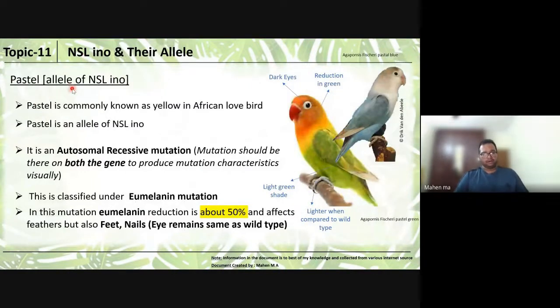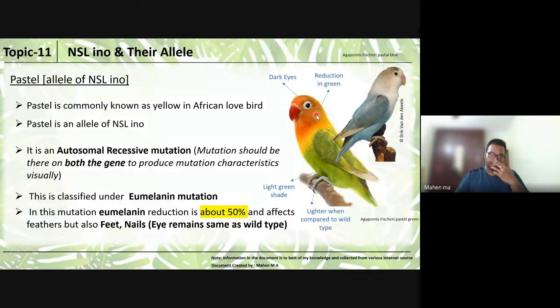So in pastel, this is commonly known as yellow fisher in African lovebirds. Pastel is an allele of NSL Ino, as I mentioned. This is also an autosomal recessive mutation, and since it is autosomal recessive, we want these mutations to be present on both genes to produce the characteristics. This is again classified under eumelanin mutation. In this mutation, eumelanin reduction is about 50%, and it affects the feathers, but also the feet and the nails.